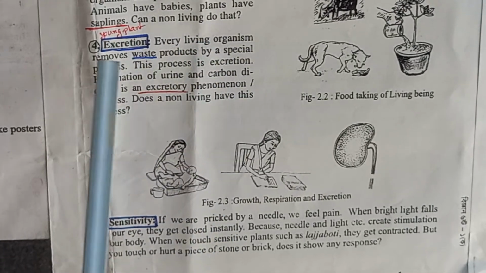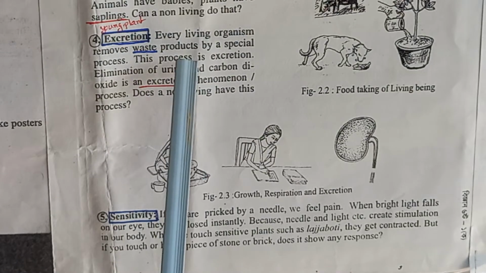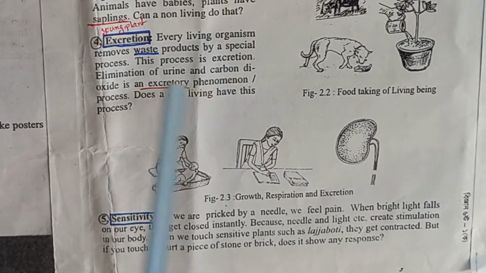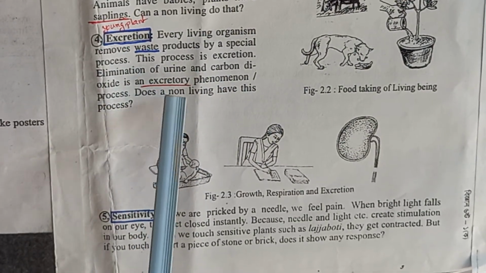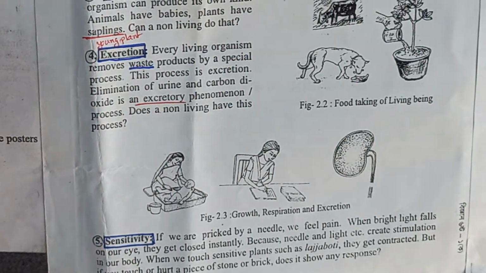Every living organism removes waste products by a special process. This process is excretion. Elimination of urine and carbon dioxide is an excretory process. Does a non-living thing have this process? No, they can't do that.